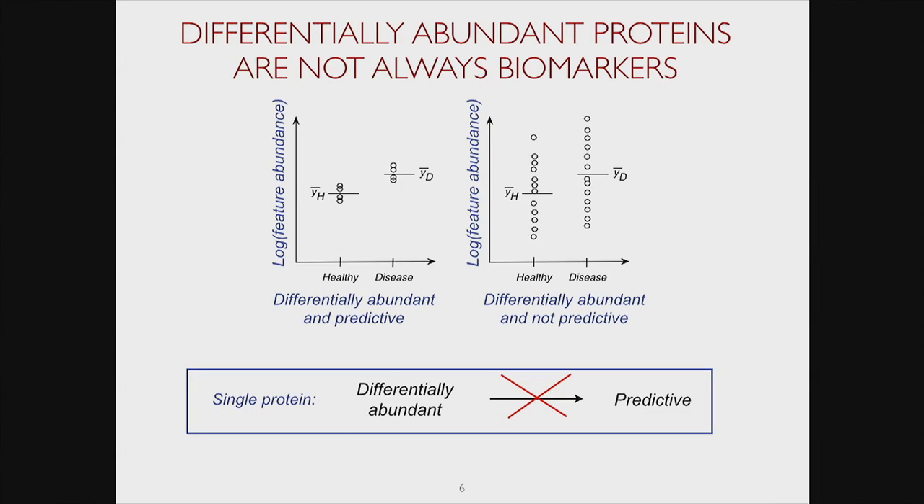This is one example where proteins with small p-values are not necessarily biomarkers, so they're not necessarily predictive. So let's take a look. We have two groups, healthy and disease. Each dot will be the protein abundance in each sample, and the line will be the mean in each group. Here we see that the change between the means is fairly large compared to the variation around the means. So if a person comes with, let's say, this protein abundance, it's very likely that this person comes from the healthy group. So in this case, it's differentially abundant and predictive of the disease.